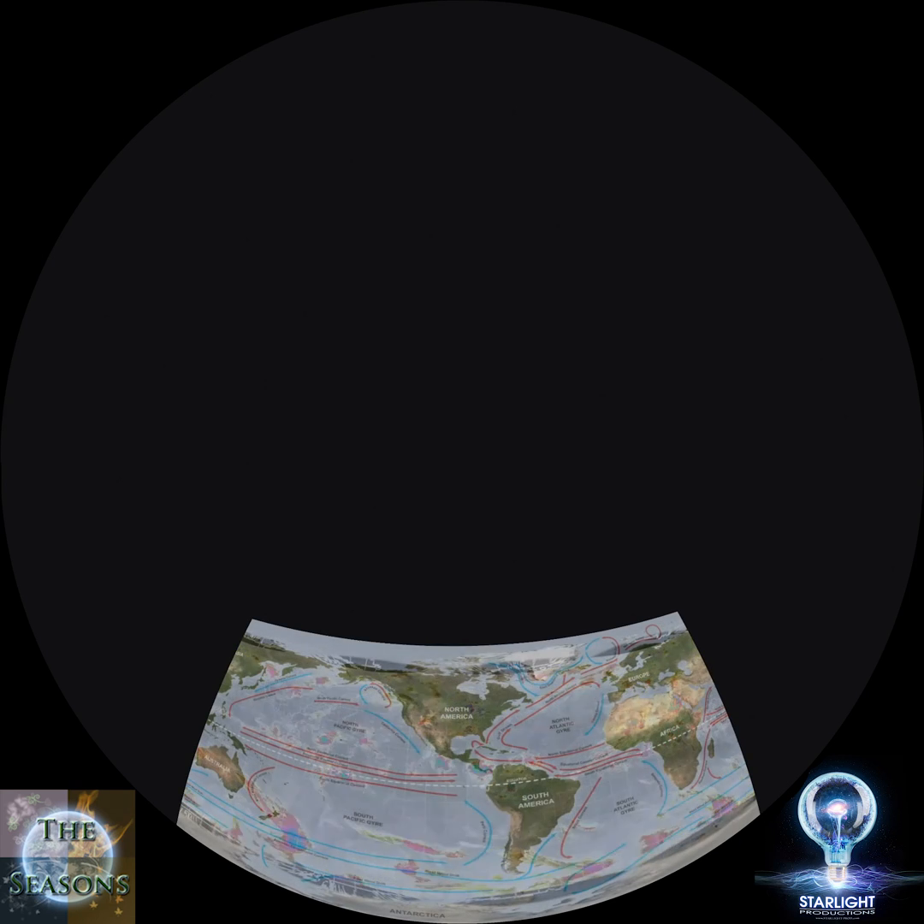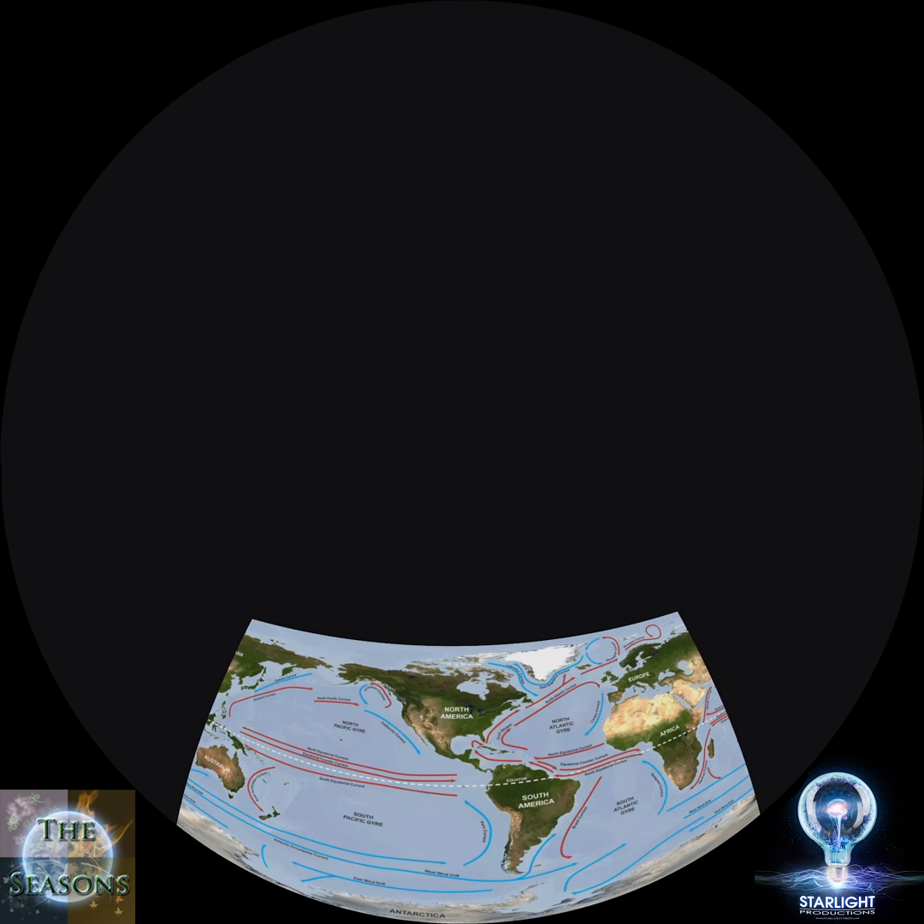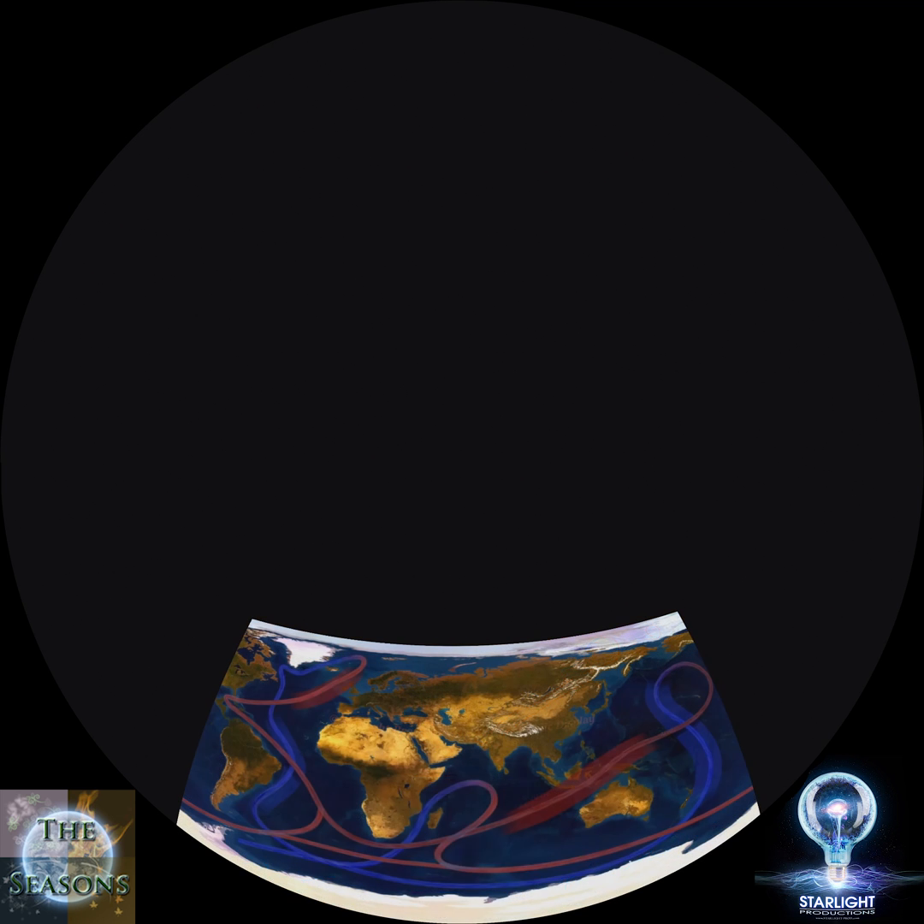The second of these minor influences on the seasons is oceanic currents. Similar to atmospheric circulation, these currents carry warm water from the tropics toward the poles, exchanging heat and humidity with the atmosphere and moderating coastal temperatures.